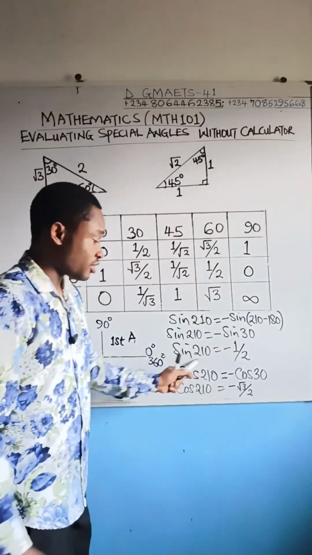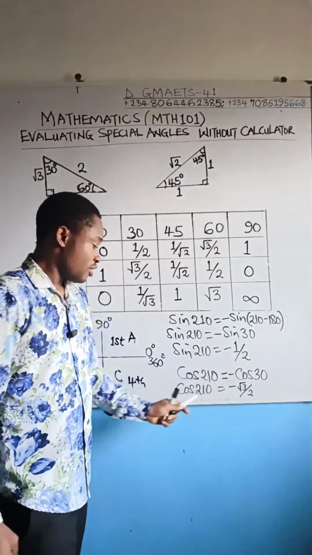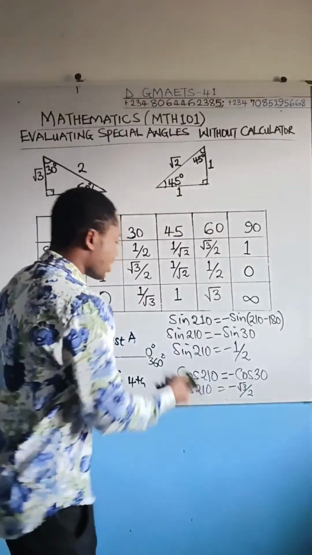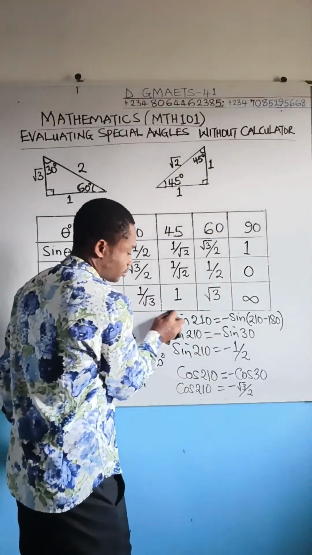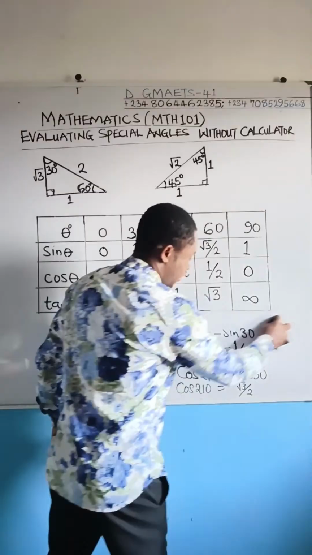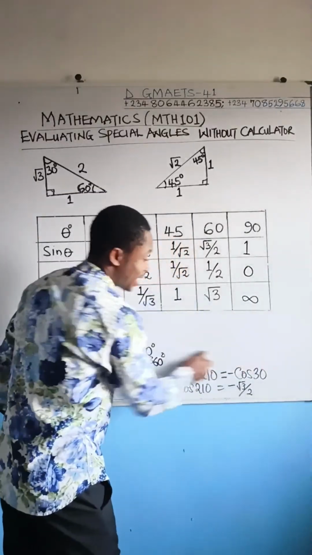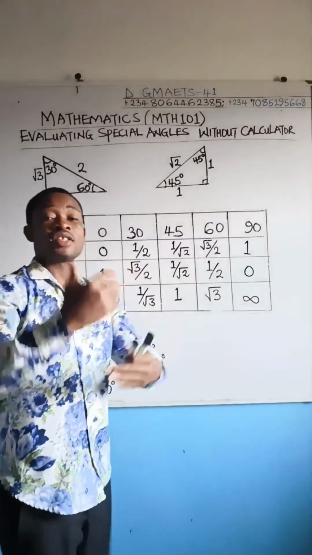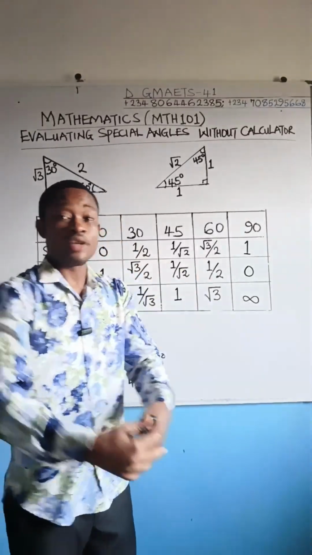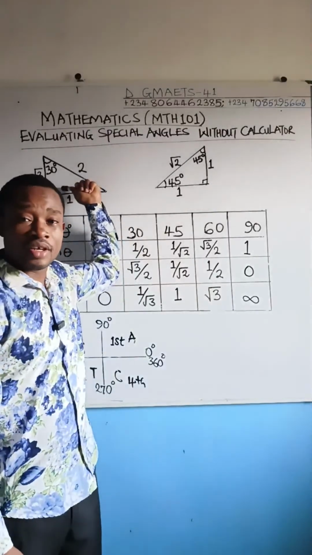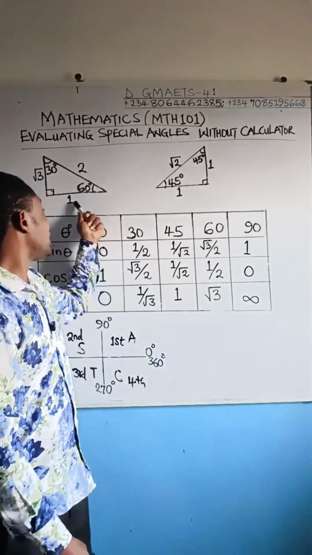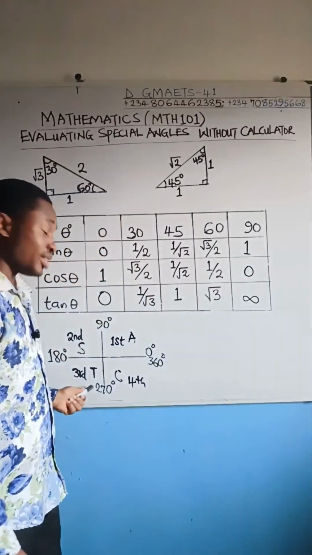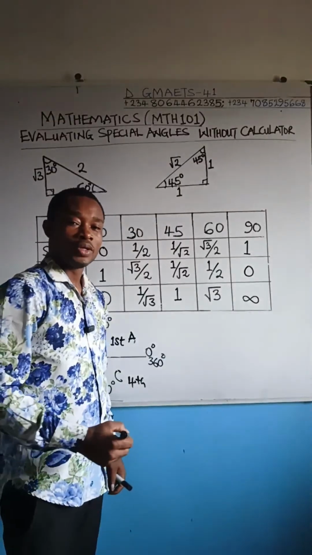Mind you, this is the value of sine 210, minus half. Value of cos 210, minus root 3 over 2. So let us now get the value of tan 210. Now you have two ways you can get it. Converting tan 210 to tan 30, you can obtain that tan 30 directly from here to be 1 over root 3. And like I said, it's going to be positive because in this quadrant, tan is positive.